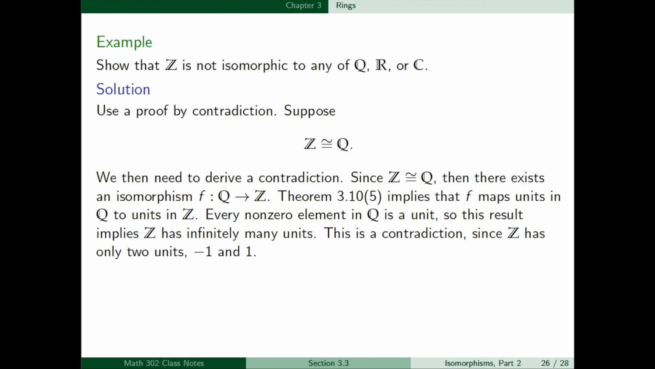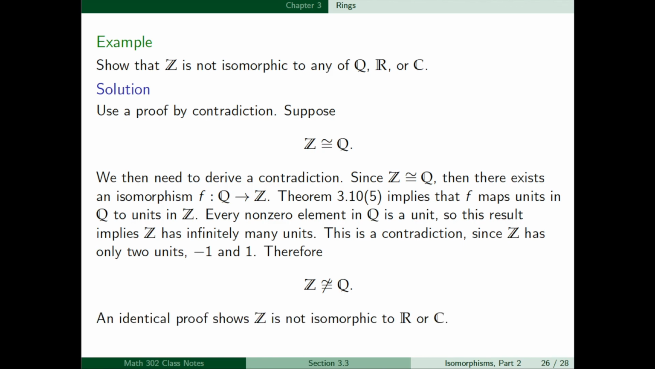This is a contradiction, however, since Z only has 2 units, namely -1 and 1. And therefore Z is not isomorphic to Q. And an identical proof shows that Z is not isomorphic to either R or C.